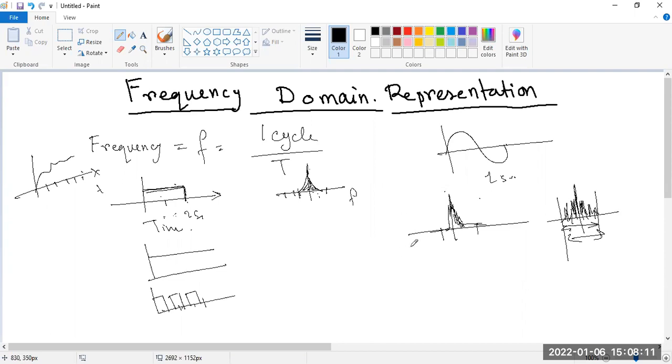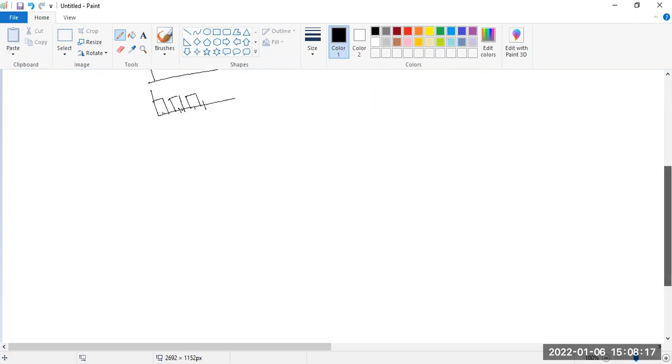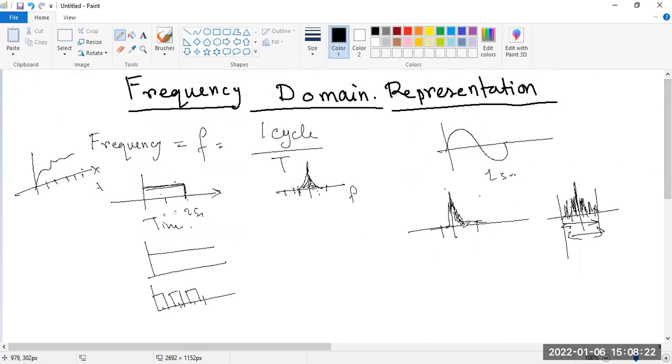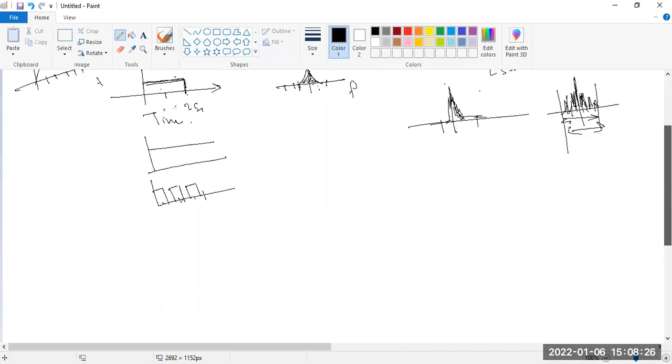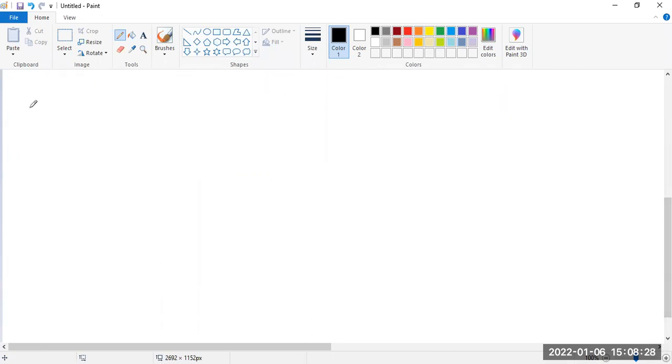If up to this it is clear, then I am going on to another real example. Why do we need frequency domain analysis, why do we study the frequency domain representation? Say there is a music composition, some vocal is coming, someone is singing.